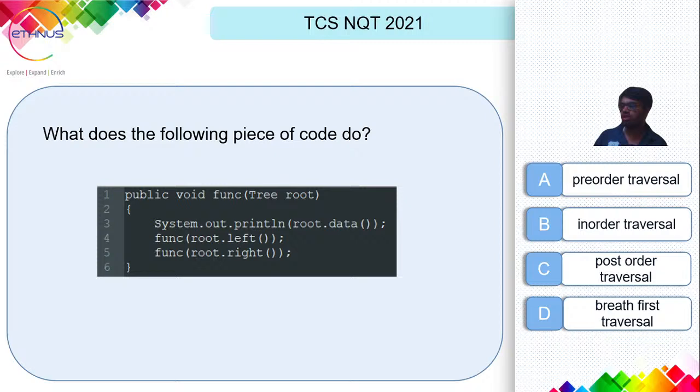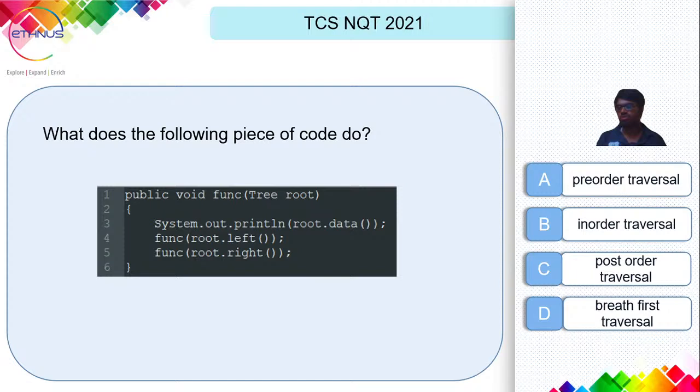Let's see what is in-order, pre-order, and post-order traversal. In in-order traversal, first you'll go to the left, and then root, then right. In pre-order, root, left, right. Post-order is left, right, root. So here the first option is answer A, because you're going to the root, left, right. We'll say root, left, right. This is pre-order traversal, all right?